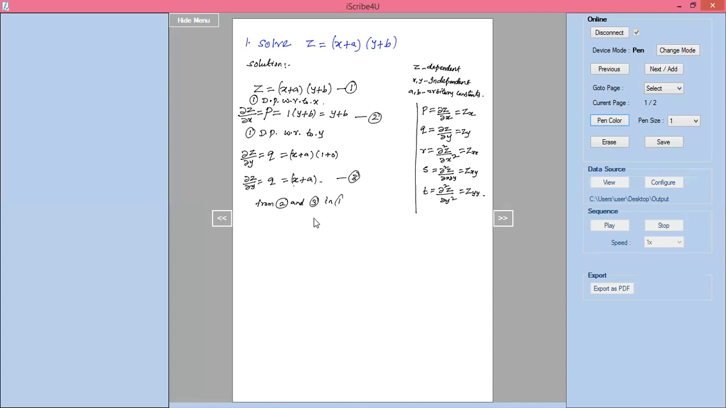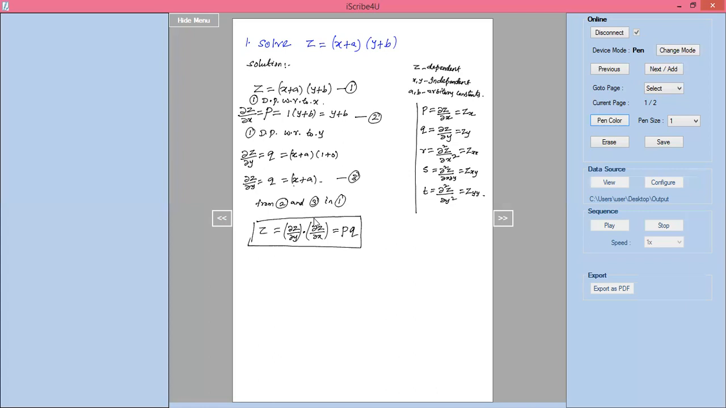Now z equal to x plus a. What is that? X plus a is nothing but dou z by dou y. What is y plus b? Y plus b is nothing but dou z by dou x. Dou z by dou y into dou z by dou x. This I will write as z equal to p into q, or q into p also we can write, which is the required solution after eliminating arbitrary constants.